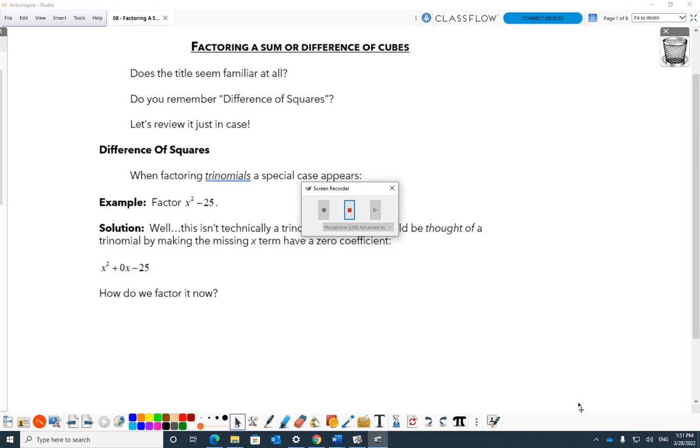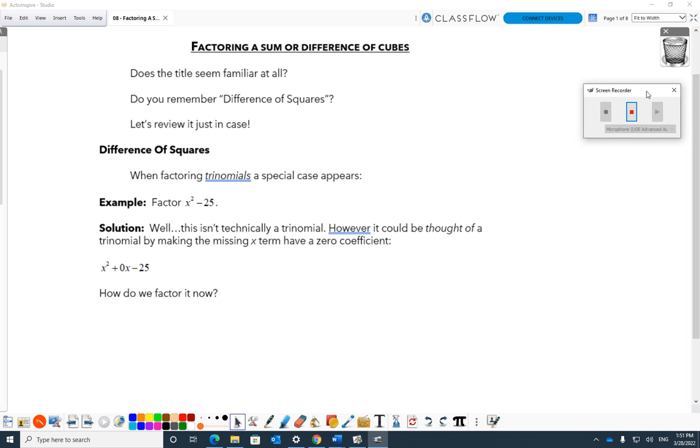of cubes. And why I like the new version of this lesson is it goes right back to the beginning and says, what do you mean factoring a sum or difference of cubes? Does that title seem familiar at all to you? And it should. Do you remember difference of squares? Does that ring a bell?